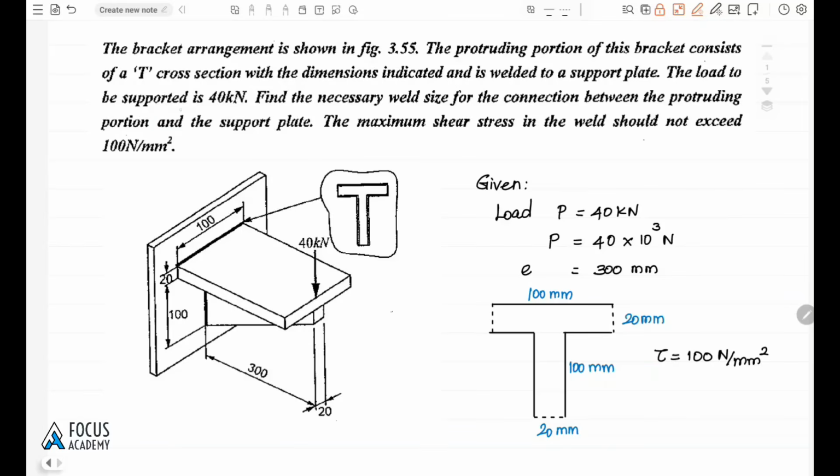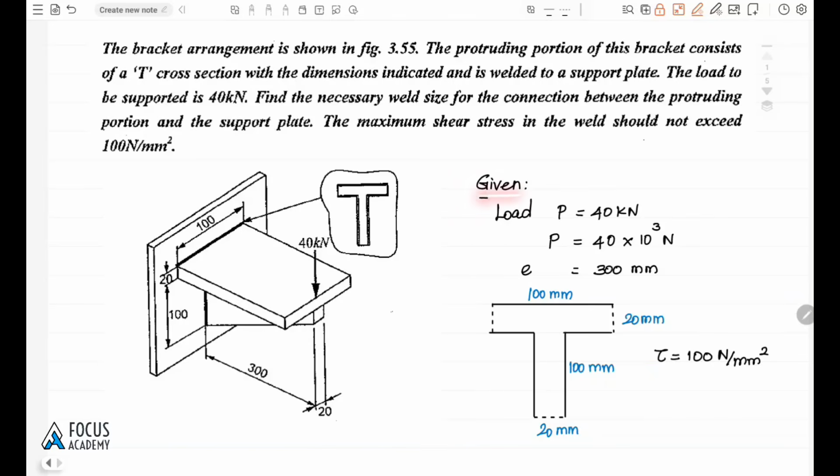The load to be supported is 40 kilonewton. Find the necessary weld size for the connection between the protruding portion and the support plate. The maximum shear stress in the weld should not exceed 100 Newton per mm square. So at the end of the plate, the load of 40 kilonewton is applied, and the maximum allowable shear stress is 100 Newton per mm square. We need to find the size of the weld.